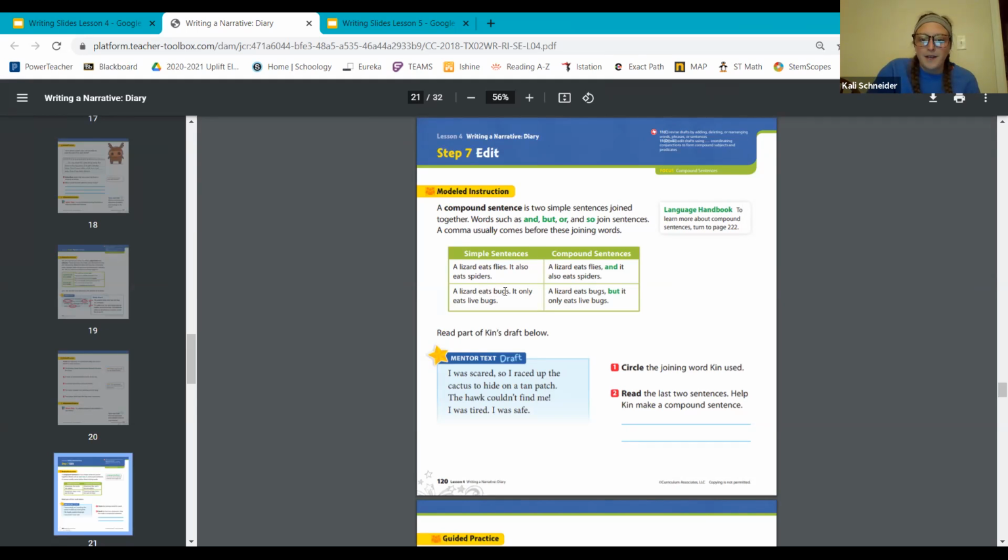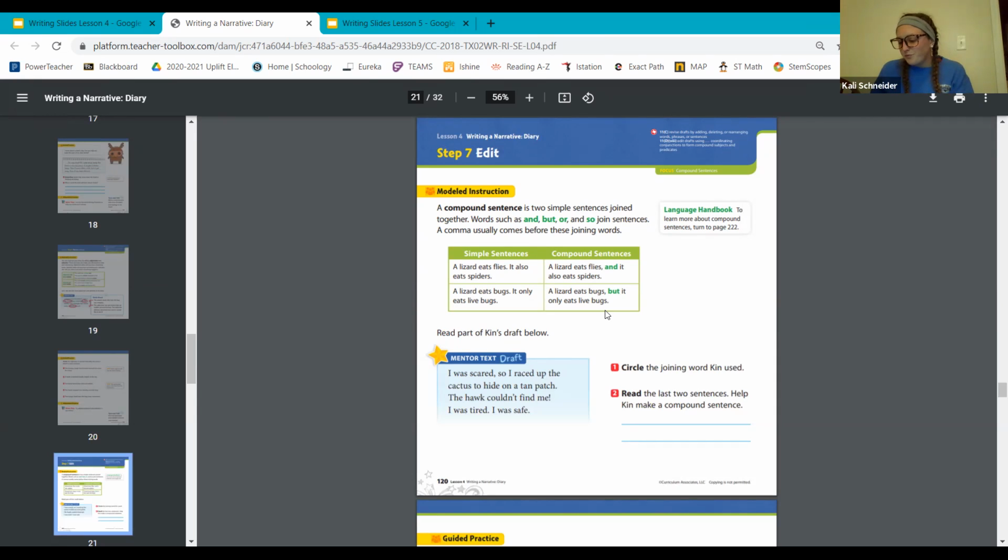A lizard eats bugs. It only eats live bugs. Can we combine them? Again, it's talking about lizards and what they eat. So can we combine them? Absolutely. So they say, a lizard eats bugs, comma, but it only eats live bugs. Because we want to understand that it's different, right? But is saying that, yes, it eats bugs, but they have to be alive. It wouldn't make sense to say, and it only eats live bugs, because they name different things that the lizards are eating, right? It's not just bugs, live bugs.